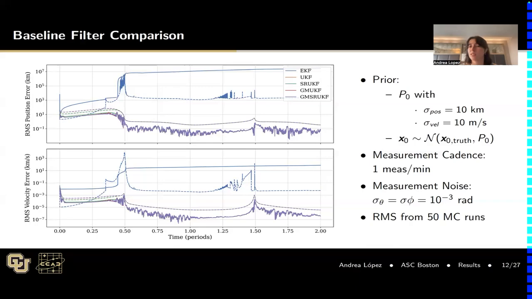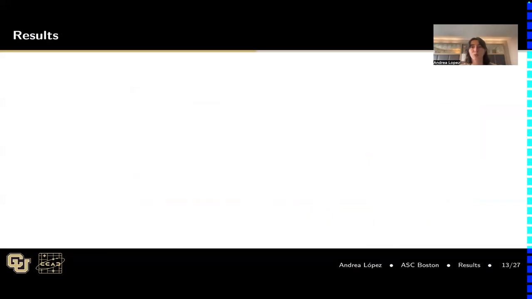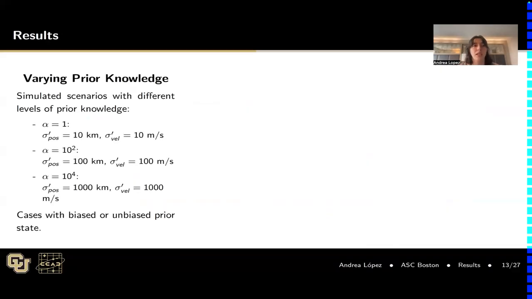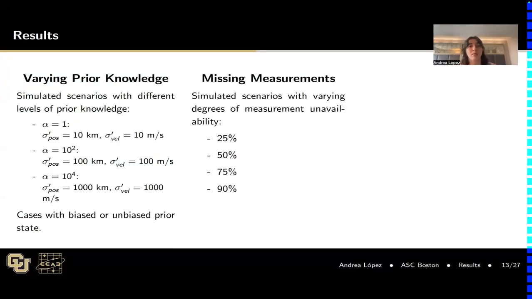So now that we know that things are working out in the baseline case, we will try to break these filters and see what happens when we make things more complicated for them. The first subcase is applying a factor to the initial covariance to increase it. For this case, we have some initial conditions that are biased and some that are unbiased. The second subcase is applying a probability of a measurement being unavailable of either 25, 50, 75, or 90%.